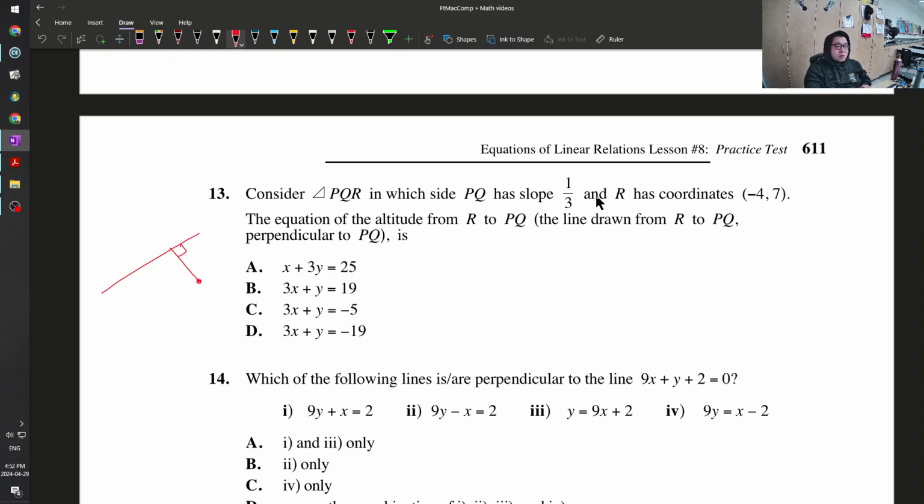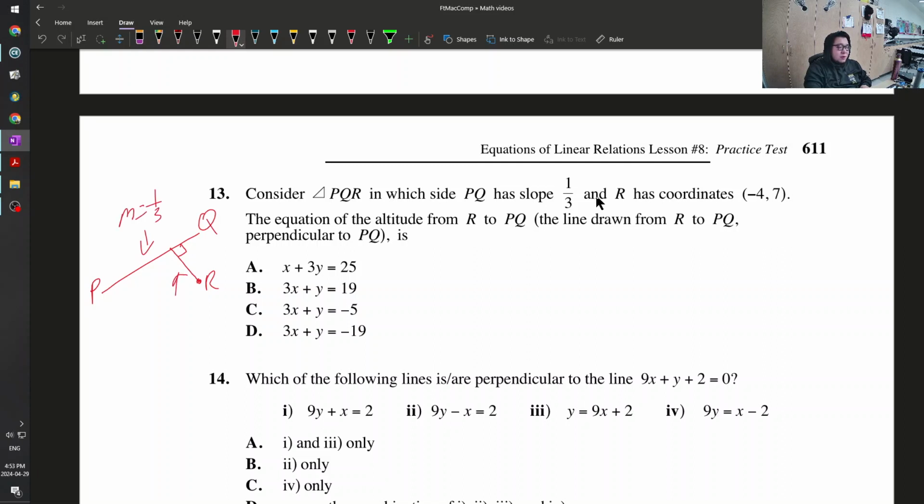Okay, so obviously this point is R, let's say this is P, this is Q. Again, not drawn to scale. So we first have to find the slope of PQ, take the negative reciprocal of this, so we can find the slope of the altitude, and then because we know point R, we can use slope point form to find it out. So PQ has a slope of 1/3.